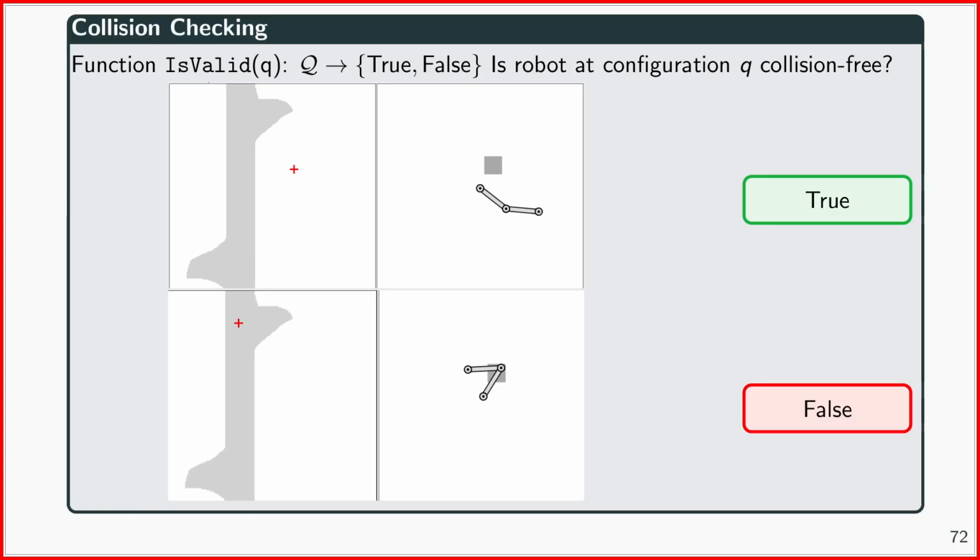Let me give you a small introduction of how you can actually do collision checking for a robot. So what we want is basically having a function which is called isValid and which tells you if a robot at a certain configuration is collision free. So for example, if I'm in the configuration space and I'm at this red cross here, then I want my function to return true because this robot in the workspace is not in collision. And if I'm in configuration space and the red cross here is in the gray area, then of course I want my function to return false because here there's a collision between robot and obstacle, and so this would not be a physically feasible configuration.